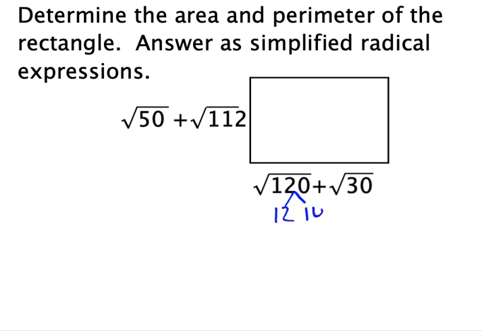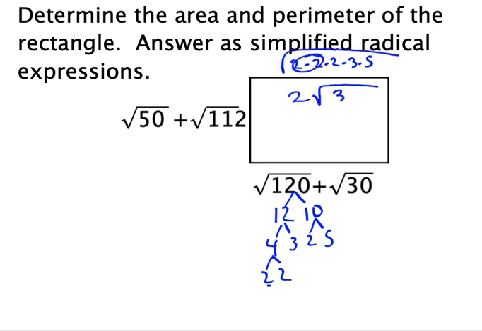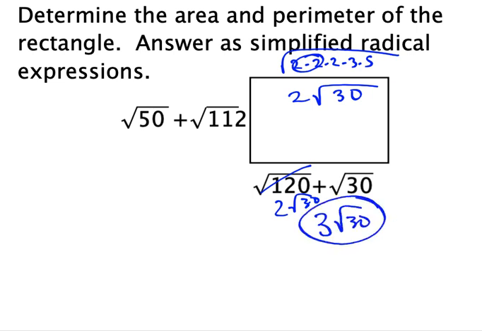This is 12 times 10. This is 2 times 5, 4 times 3, 2 times 2. So that's three 2's, a 3 and a 5. That gives us 2 square roots of 2 times 3 times 5, which is 30. So that is 2 square roots of 30, plus the square root of 30. This ends up being 3 square roots of 30 for that side of the rectangle.